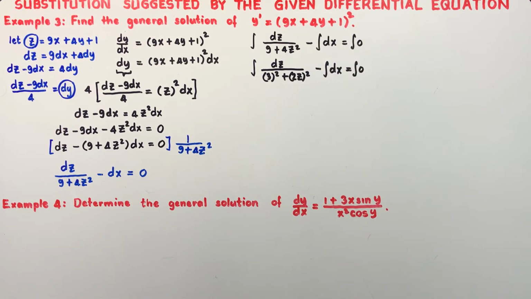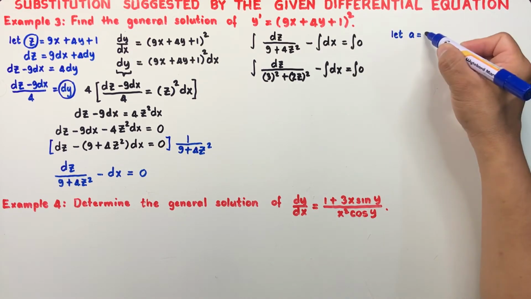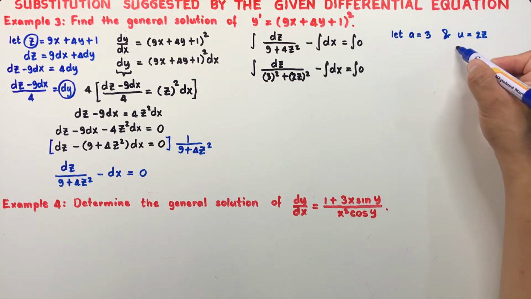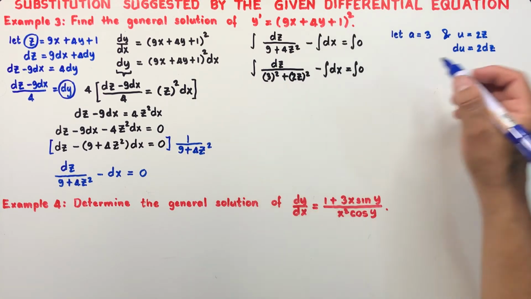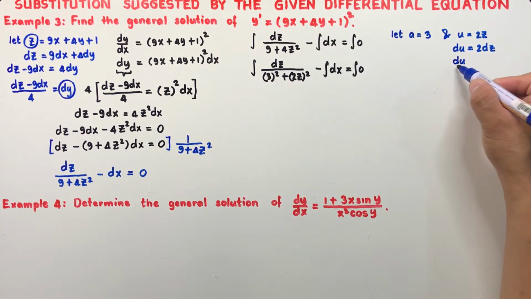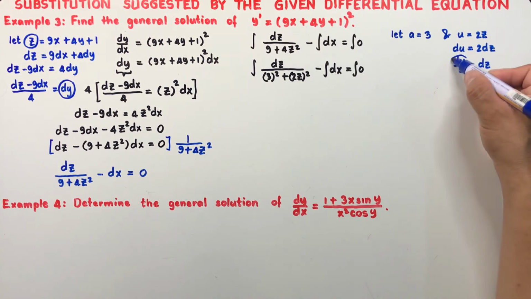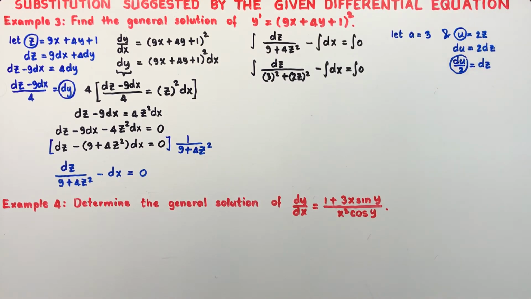And you notice that this integrand is very familiar to us, because if you let a be equal to 3 and your u be equal to 2z, we notice that the differential of u is 2dz, but we don't have a 2dz here, so we need to divide both sides of the equation by 2. So this is the value of dz here, and this is our u, which is 2z.